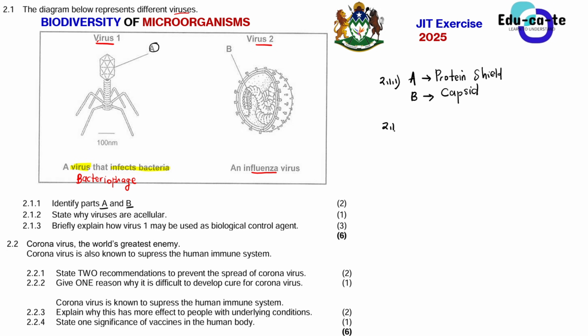So now let's look at 2.1.2. It says state why viruses are acellular. Viruses are examples of microorganisms that are acellular. In fact, these are rare types of organisms. We actually say that viruses are non-living. They are not living organisms because viruses cannot excrete waste, and viruses cannot respire. So viruses cannot do normal things that living organisms or living cells do.